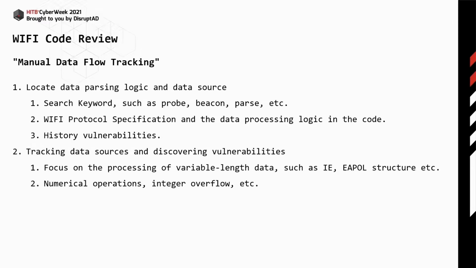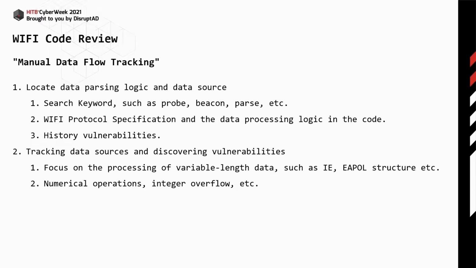Third, we can quickly locate the data processing code by analyzing the root cause of historical vulnerabilities. In addition, by analyzing historical vulnerabilities, we can also know the things that are prone to bugs when handling the Wi-Fi protocol, which help us to quickly find some similar vulnerabilities.